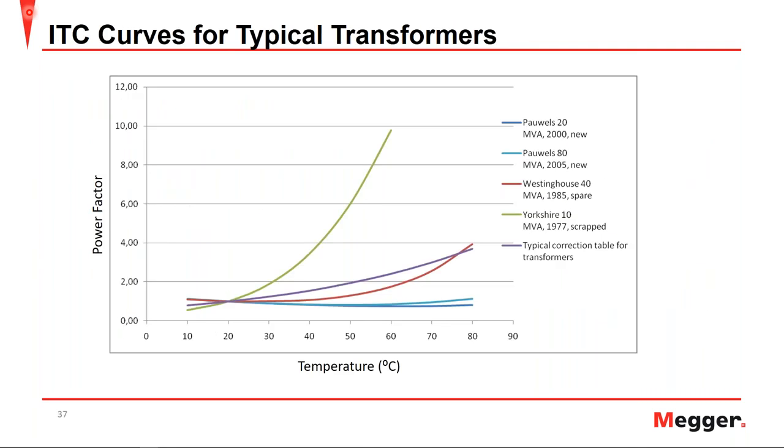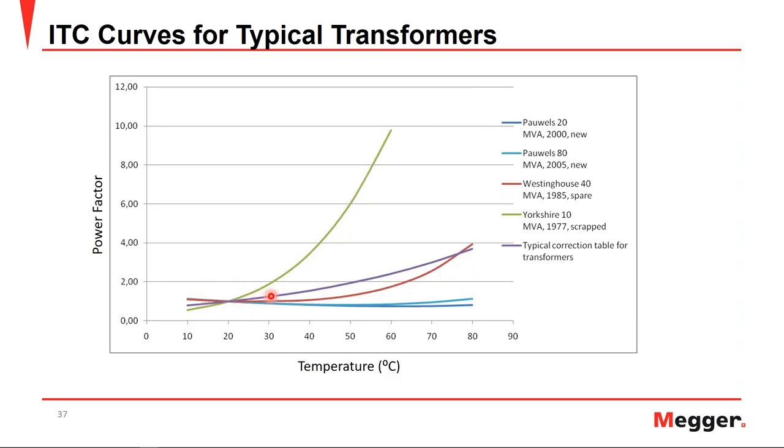Here, we're looking at the ITC, or individual temperature correction curves for typical transformers. We can see that the typical correction tables for transformers is shown here in purple. Now we have 4 other transformers ranging from manufactured dates of 1977 all the way to 2005 with various MVA ratings. And you can really see that none of them really align very well with the correction tables that were previously published. What that leaves you with is on the newer transformers, you're going to end up overcompensating, and on the older transformer, you're going to end up undercompensating.